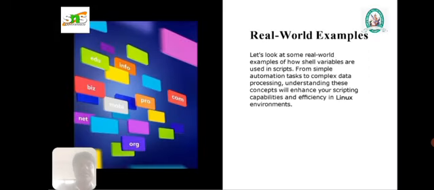Real world examples are given on how to use shell variables in scripts, from simple automation tasks to complex data processing. Understanding this concept improves your scripting capability and efficiency in the Linux environment. The real world examples show how to use shell variables in scripts and automation tasks.